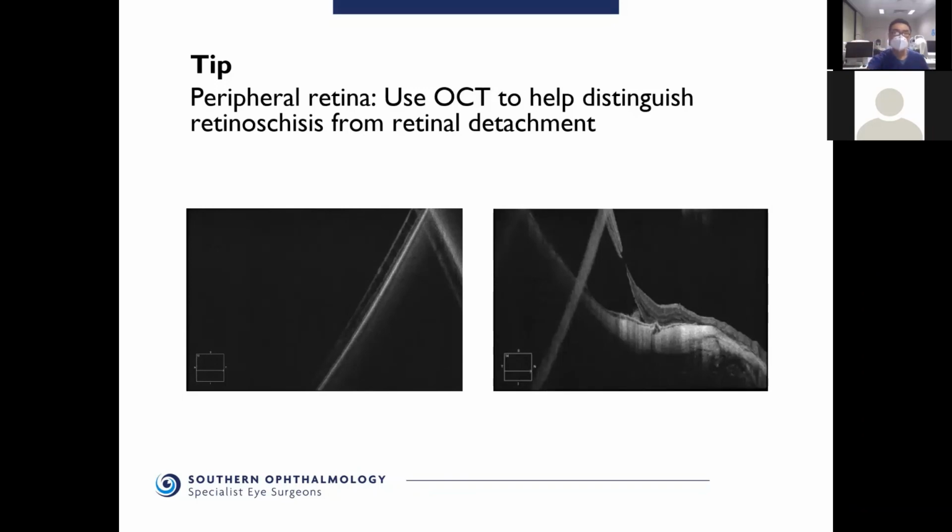On the left side scan, you can see the OCT catching the edge of this retinoschisis. You can tell it's retinoschisis because there is an outer layer of retina and an inner layer of retina with some lines connecting the two. So that's schisis. Whereas on the right side picture, the full thickness of the retina is lifted off, hence a retinal detachment.